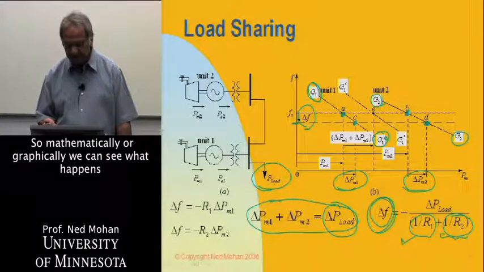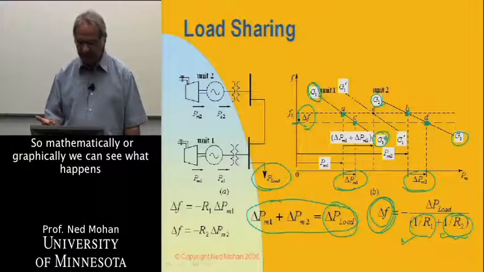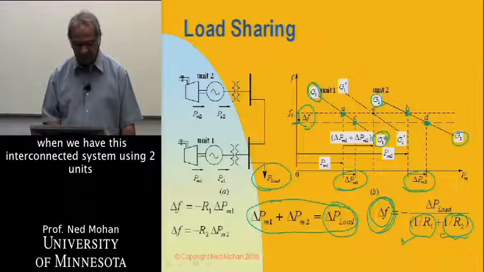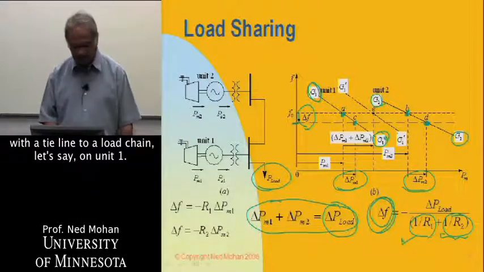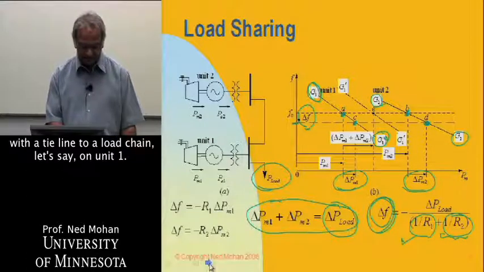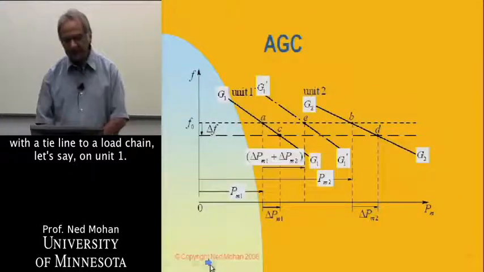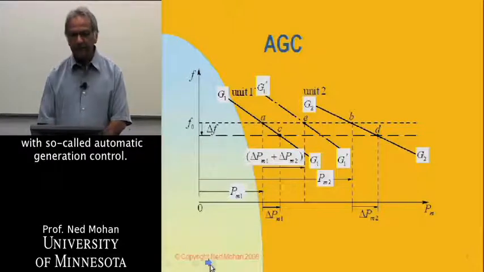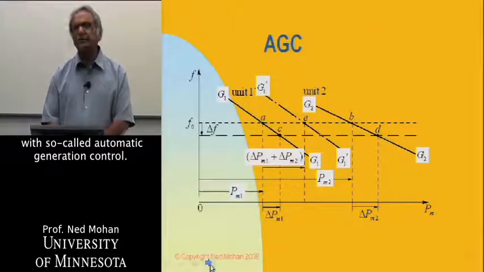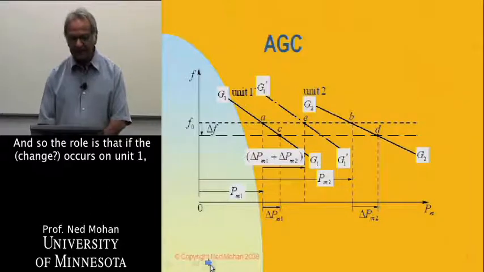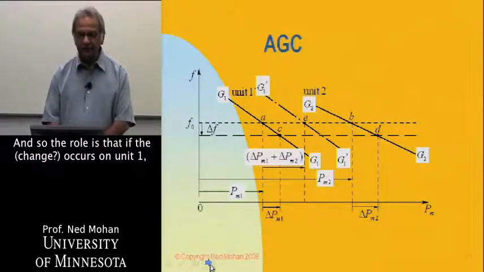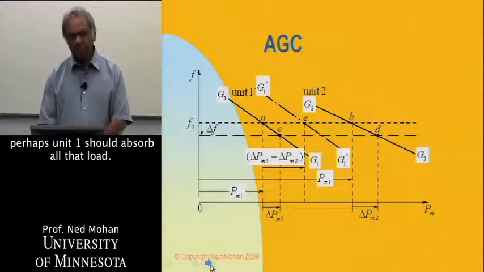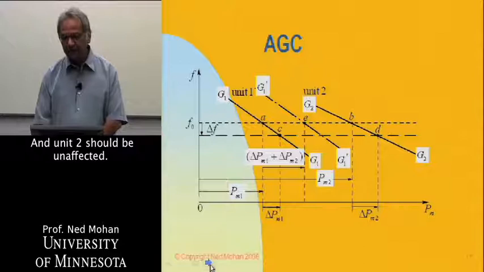So mathematically or graphically, you can see what happens when you have this interconnected system using two units with a tie line and a load change, let's say on unit 1. But let's say that unit 1 is equipped with so-called automatic generation control. The role is that if the change occurs on unit 1, perhaps unit 1 should absorb all that load, and unit 2 should be unaffected.